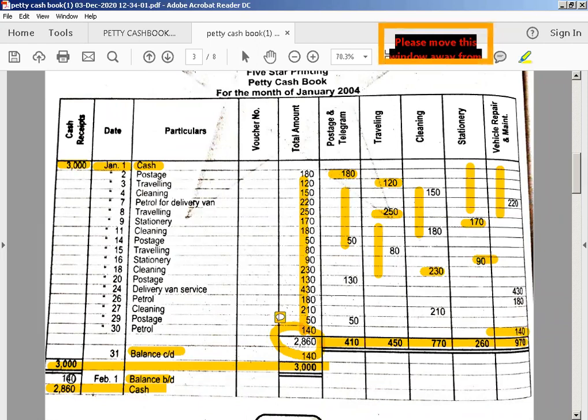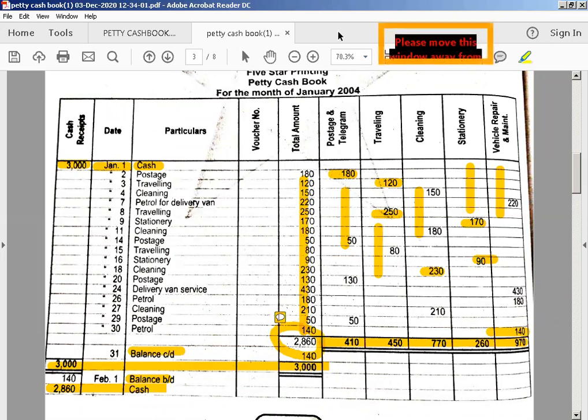मतलब इस महीने के बाद वाला फरवरी के बाद जब आप मार्च का मंथ स्टार्ट करेंगे, तो 140 will be your balance brought down, and then you will receive the cash from the accountant for your petty cash book. And then this is the amount of expenses, so 2860 plus 140 is your 3000, and this is the closing of your petty cash book. So this is very much easy. Hope you all have done your closing also.